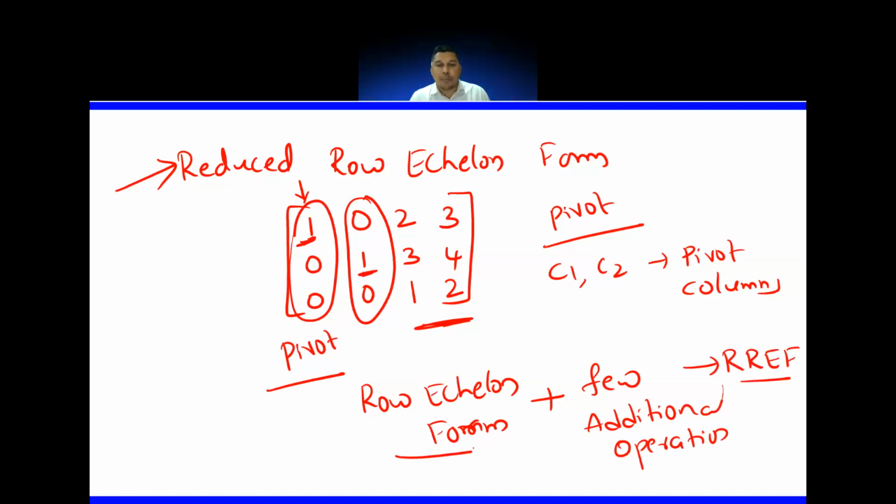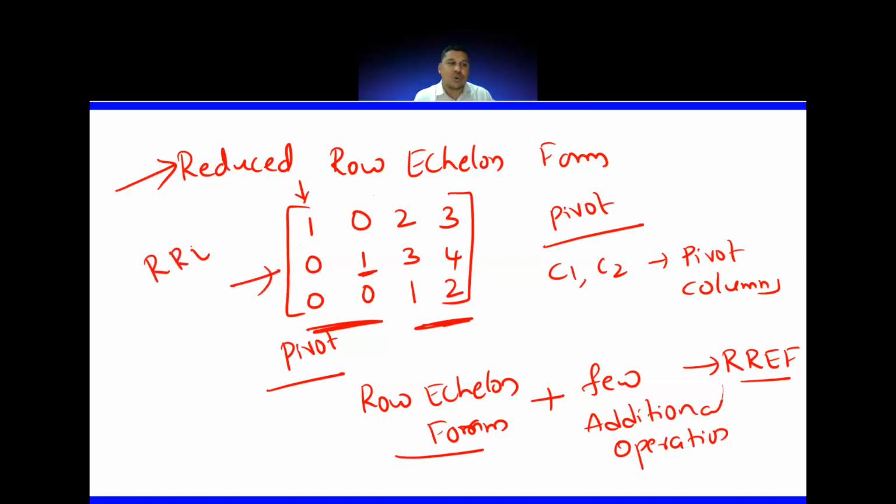We are not stopping here. We are doing a few more operations. What is our target here? In each pivot column, the non-zero element should be 1. In this example, if you see, these two columns are pivot columns, and the single non-zero element is 1. Now this matrix can be called reduced row echelon form.